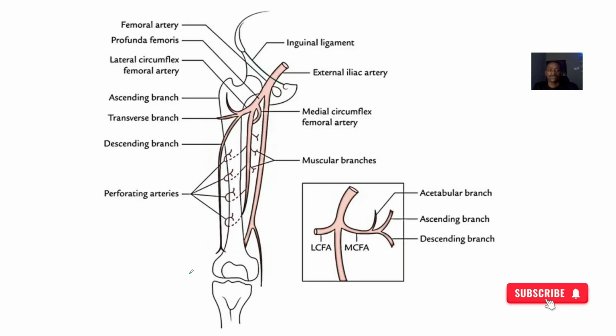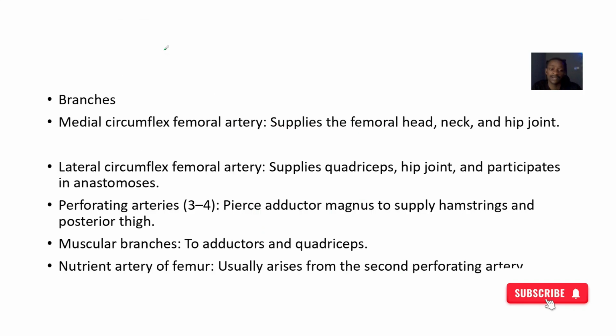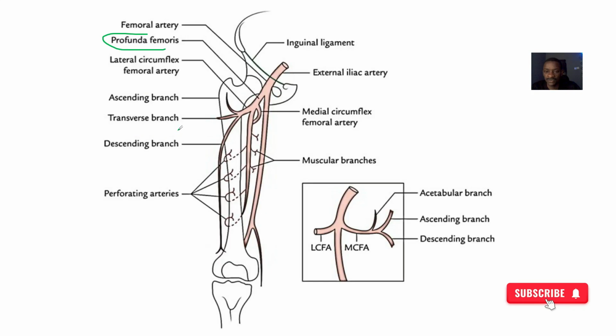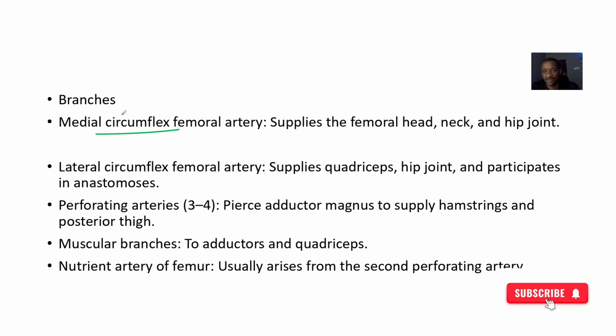Okay, so coming here, this is the Profunda femoris, also known as the deep artery of the thigh. So what branches does it give rise to? The medial circumflex femoral artery. This is the medial circumflex femoral artery. Okay, lateral circumflex femoral artery, ascending branch, transverse branch. You can pause to observe the branches there.